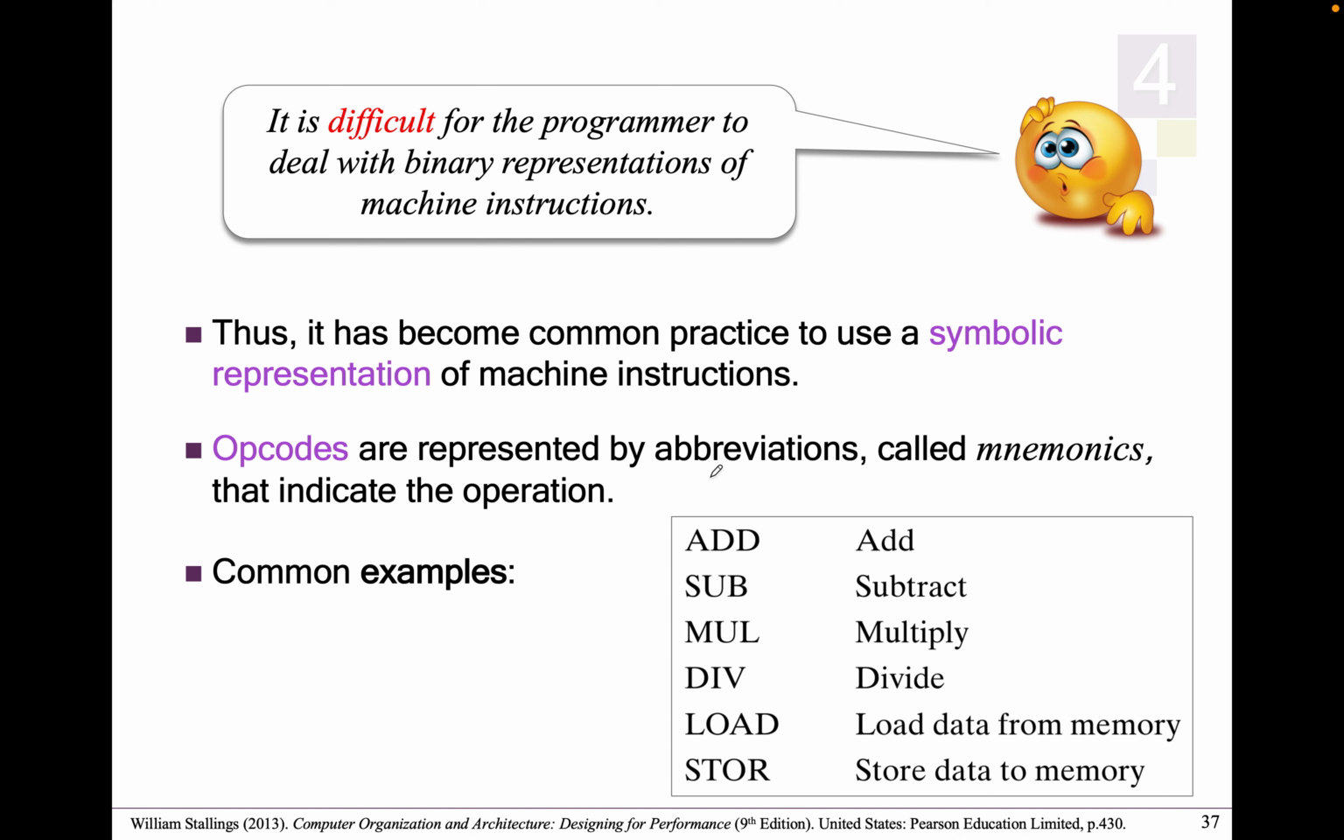Opcodes are represented by abbreviations called mnemonics that indicate the operations. You can see this one we already learned previously, but I guess only this one, right? So load is new, store is also new, but of course you can think about the logic. Load is going to load from memory. Store, you're going to store the data to your memory. The rest, I guess you already know. No need for me to repeat anymore.